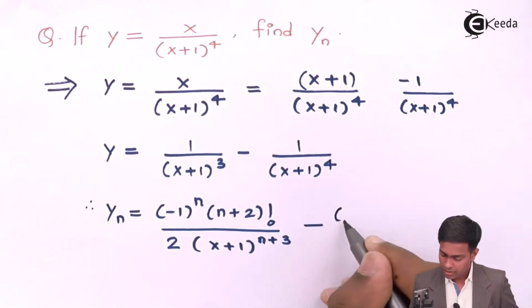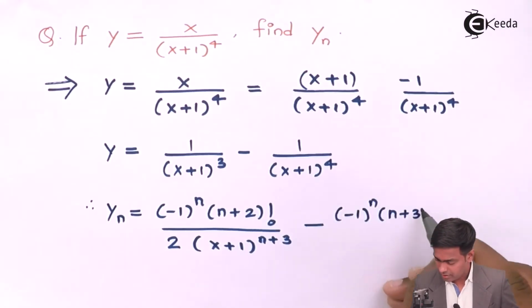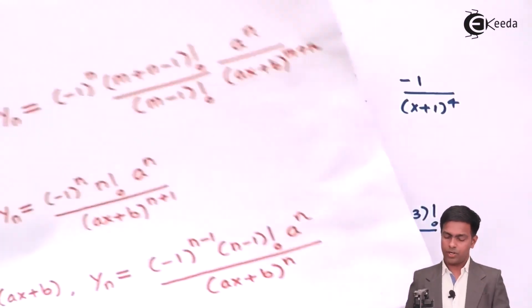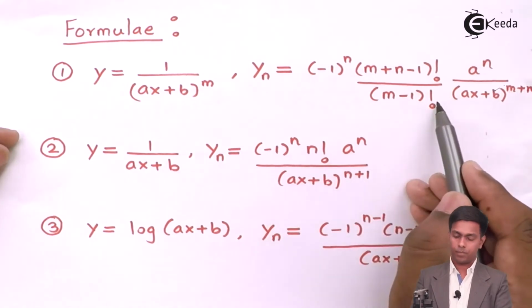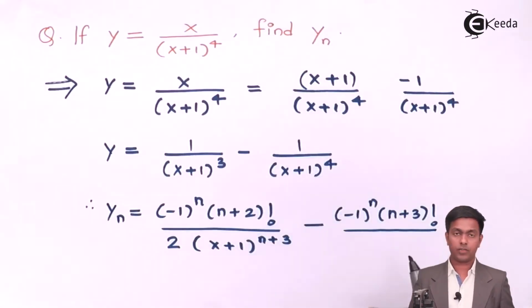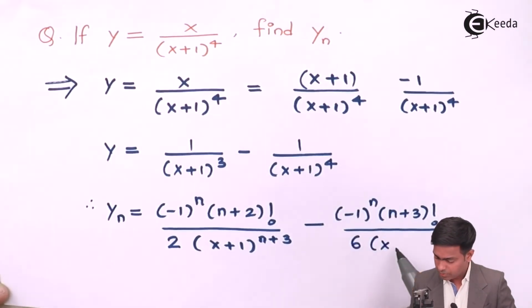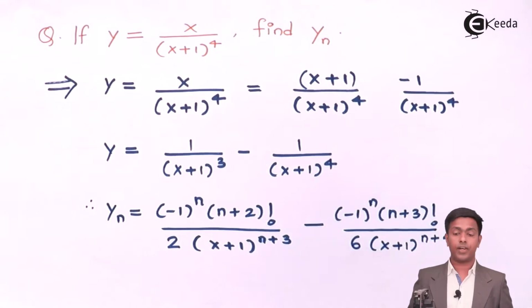So here I'll say minus 1 raised to n as it is, n plus 3 factorial upon, here a is 1, 1 raised to n is 1, 4 minus 1 is 3 factorial, and here we will get n plus 4 in the power. So here I'll say 3 factorial, which is 6, and x plus 1 raised to n plus 4. So guys, this is the nth derivative of the second function.